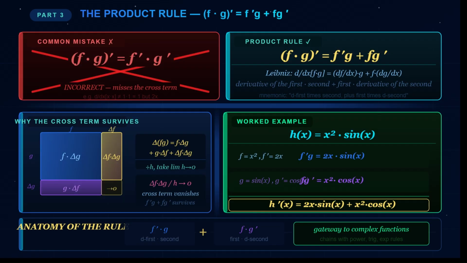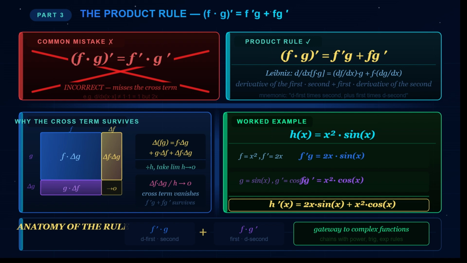What happens when we need to differentiate the product of two functions? You might be tempted to say, the derivative of f times g equals f prime times g prime. This is incorrect, and it is one of the most common mistakes in calculus.